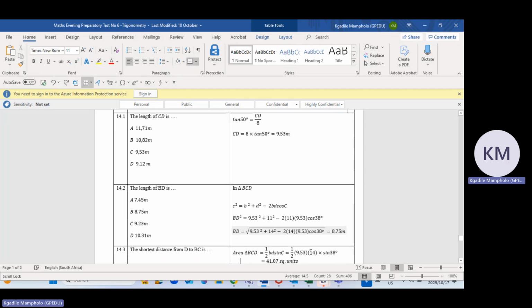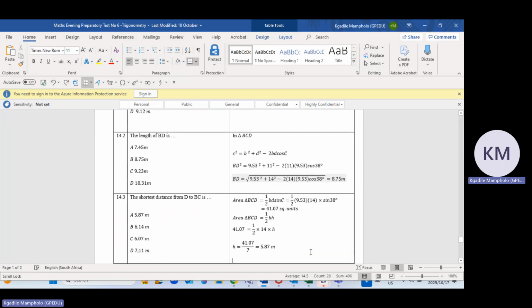You put the square root on the other side. Remember, c squared is the same as BD, and then angle C, we know it is 38. Then you get the answer here as 8,75 meters.